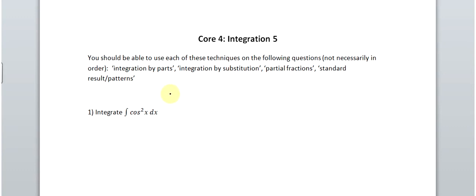Welcome to integration 5. We're going to start off by integrating cos squared x with respect to x. Don't bother looking for this one in your standard results. You need to use a double angle formula, in particular this one.